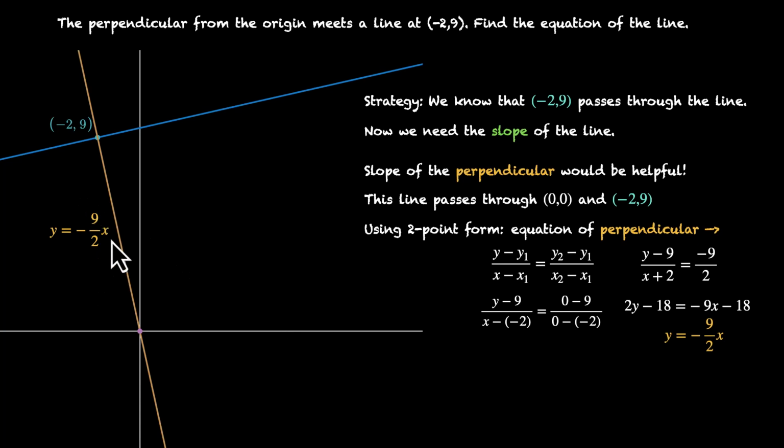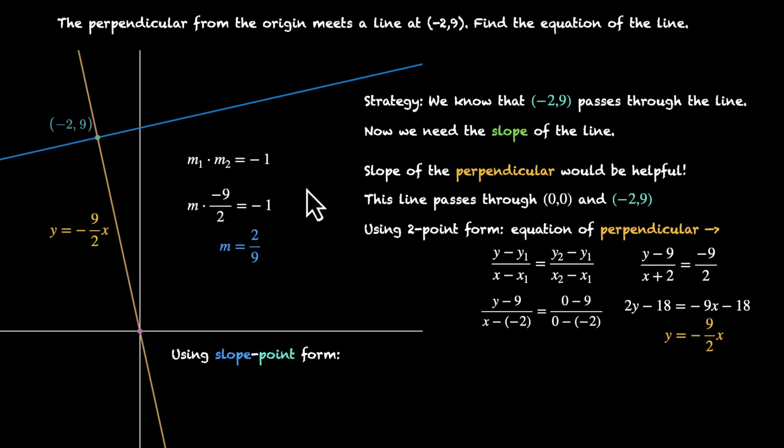Now let's use this to figure out the slope of this blue line. Now what's the relation between slope of perpendicular lines? Their product is equal to -1. If two lines are perpendicular and the slopes are m1 and m2, then we can say that m1 times m2 equals -1. So if one of them is minus 9 by 2, the other one is going to be, minus minus cancelled, 2 by 9. So now we have the slope of the blue line. We have the slope, we have the point. We can use the slope point form to get the equation.